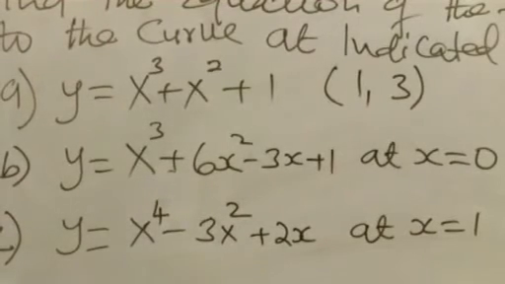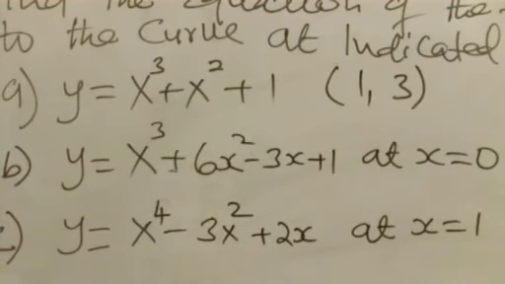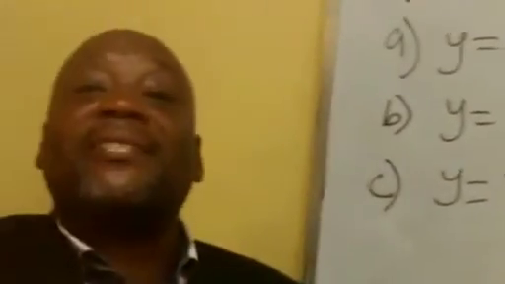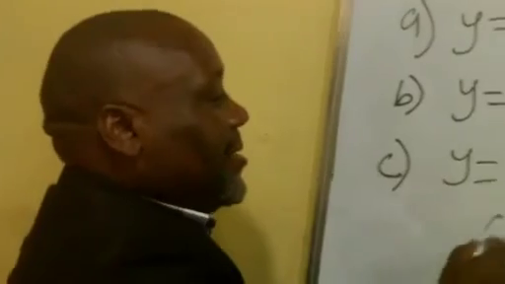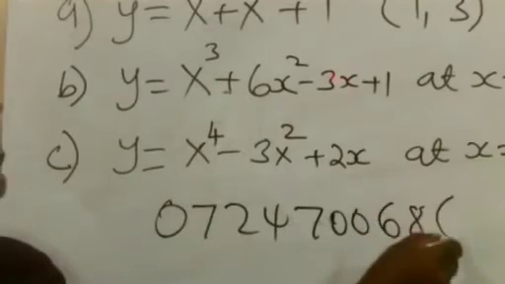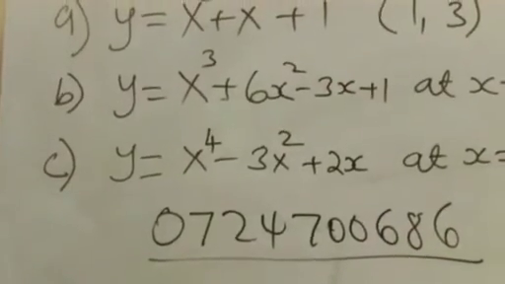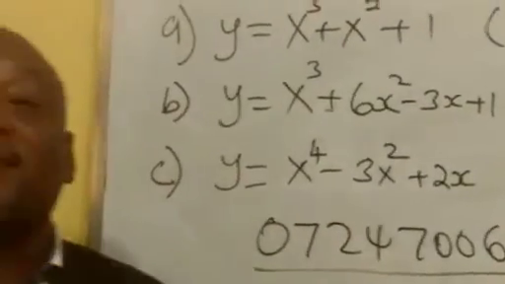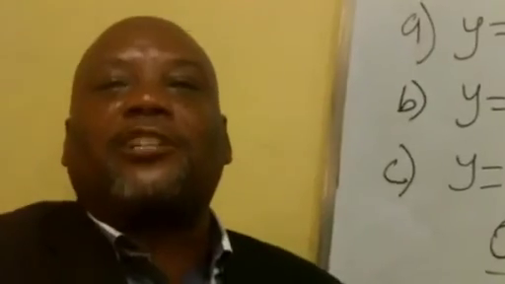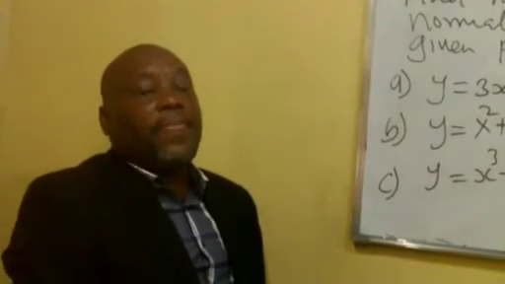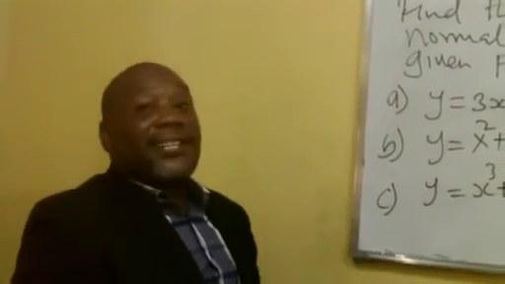Do the assignment. After finishing, take a photo of the assignment and send it to my WhatsApp account, which is 0724 700 686. I'll mark the assignment and I'll come back to you. Then we have our assignment on finding the equation of the normal. We have 3 questions.